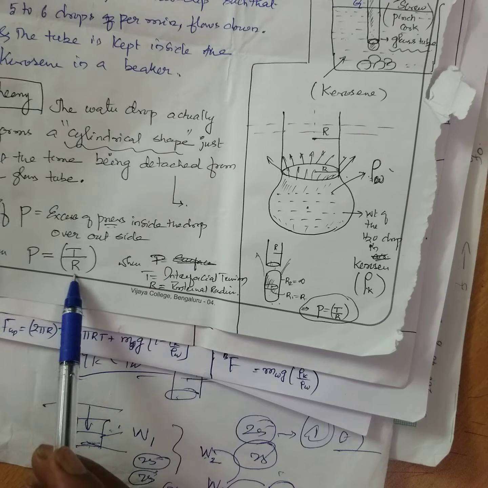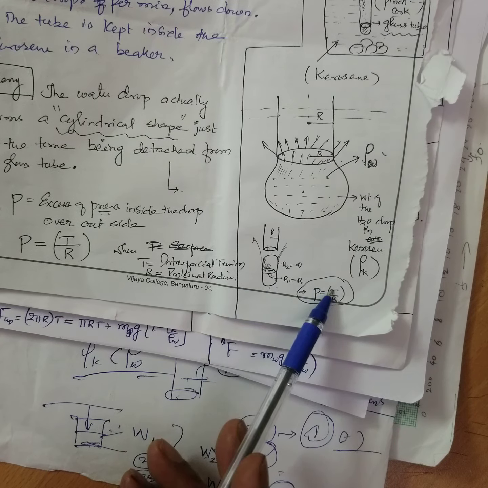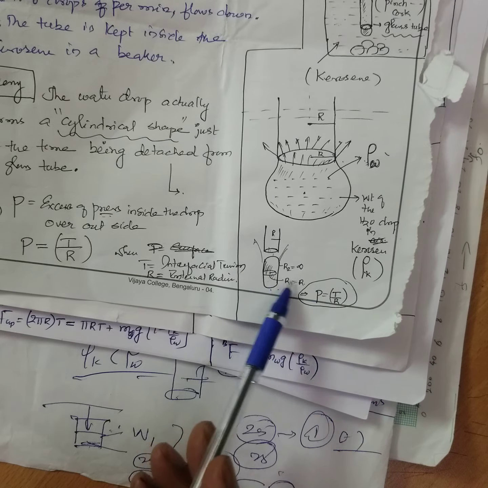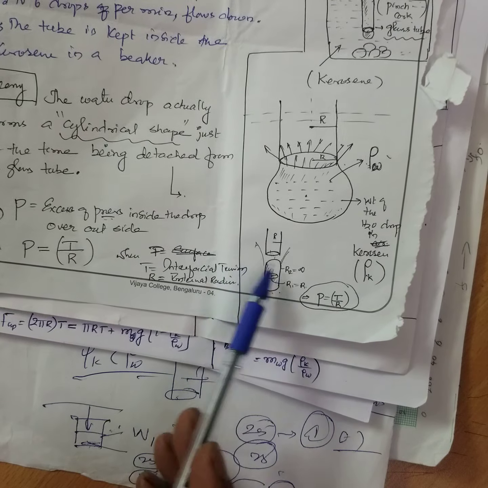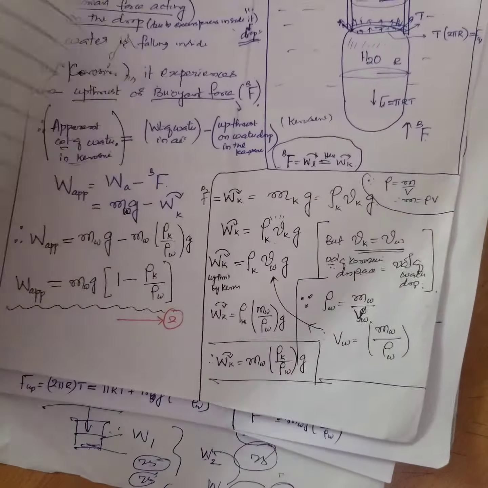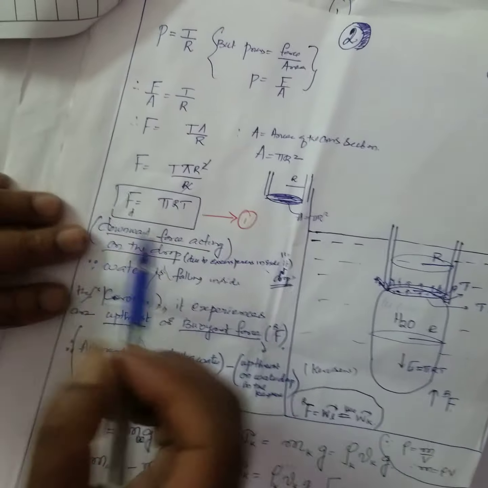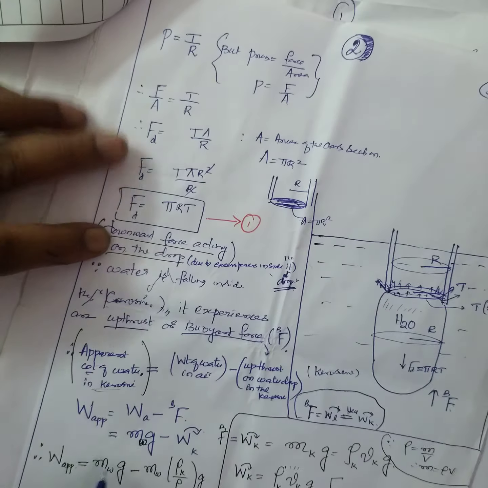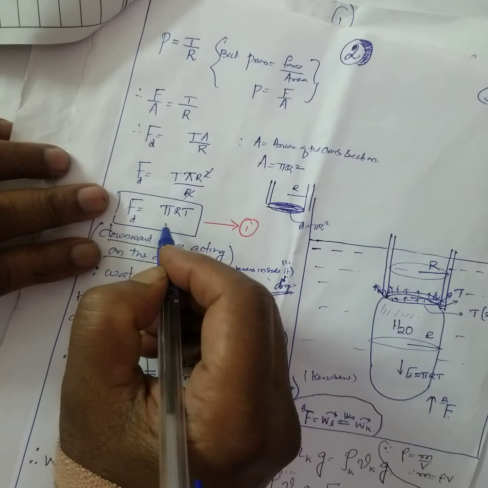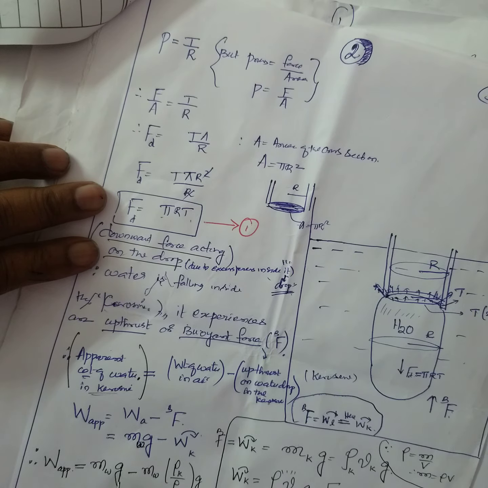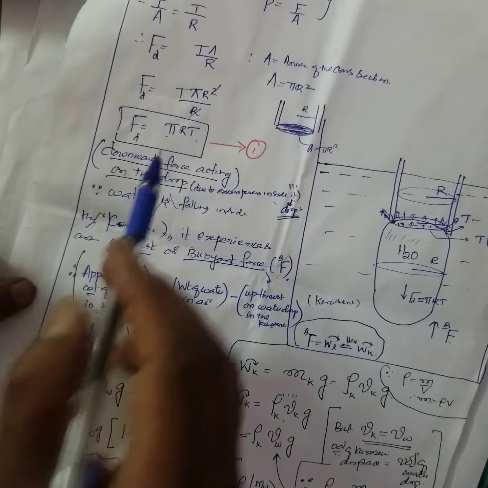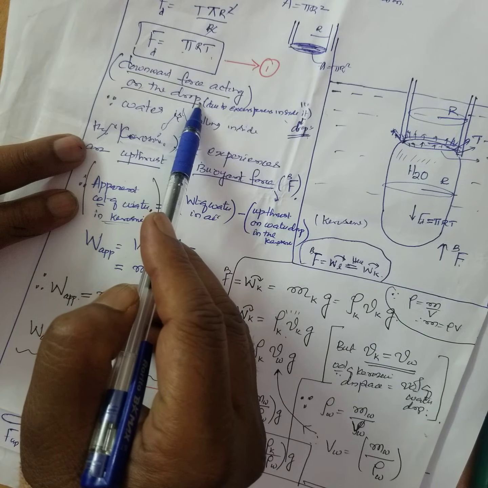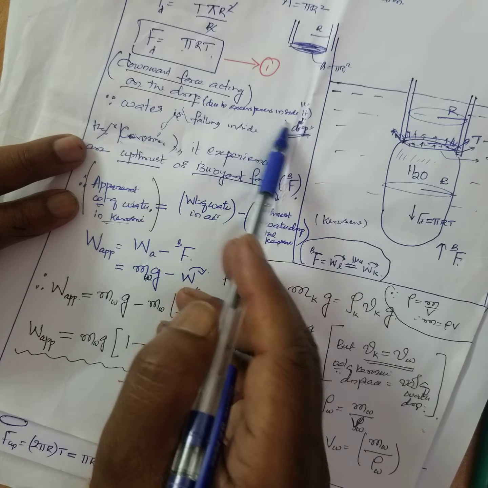Pressure is equal to T by R, because it will take a cylindrical shape, right? P is equal to T by R. In the previous class we have learnt. Then again, you are calculating the downward force, pi R squared T. This is the downward force acting on the drop due to excess of pressure inside the drop.